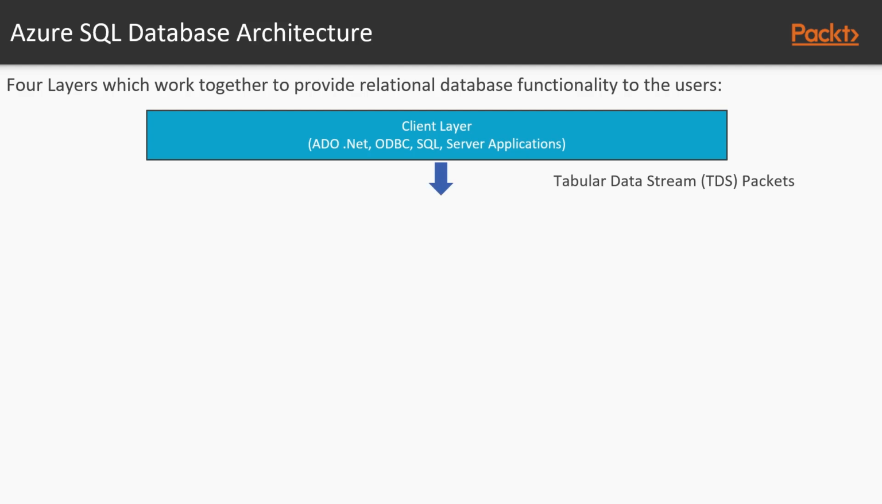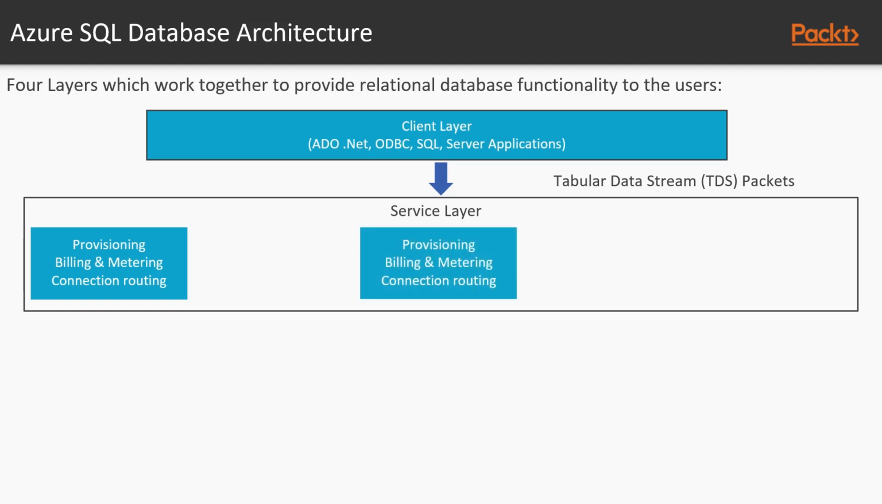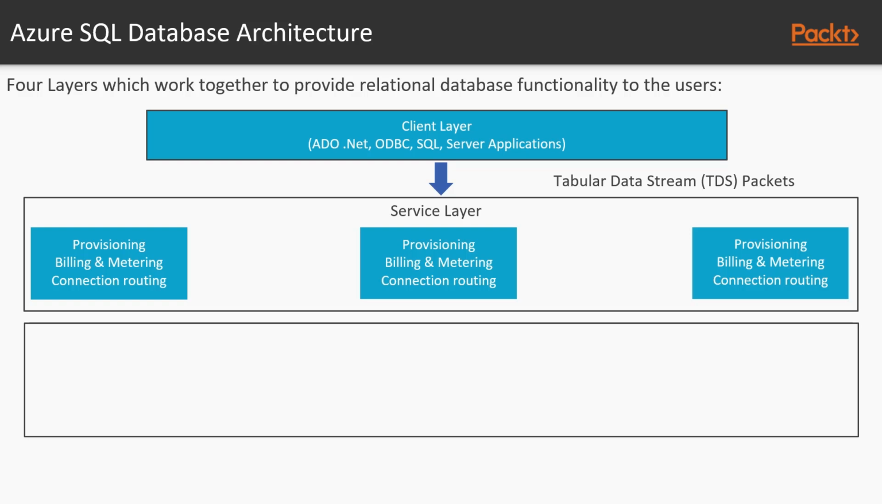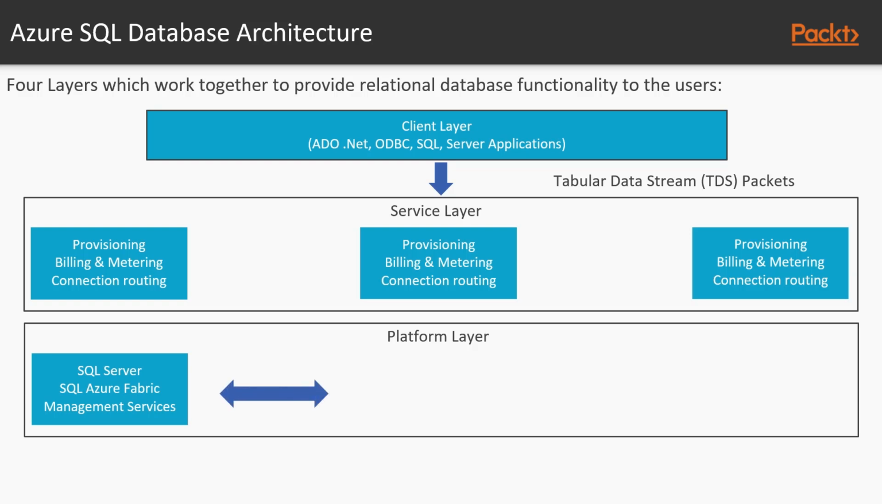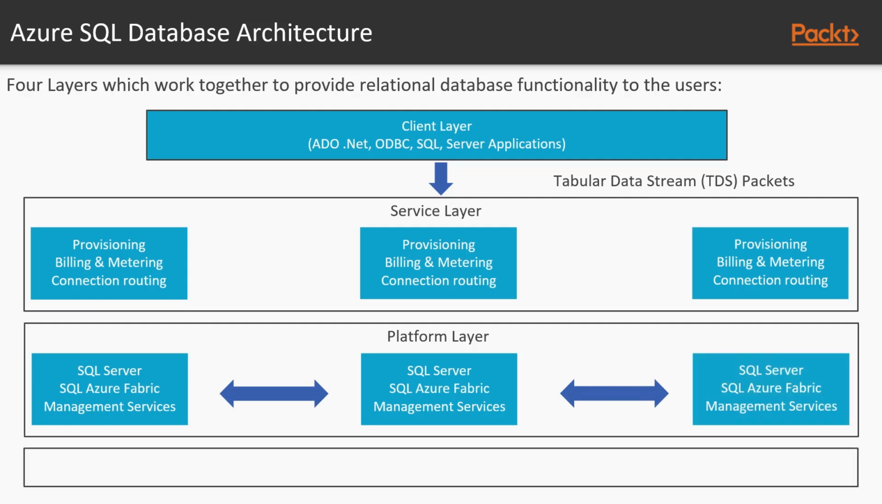Then we have the service layer, which is responsible for the provisioning, billing and metering, connection routing and so on. Now, pay particular attention to this layer. This layer and the functionality it provides is what differs it from an on-premises SQL Server instance. And under that, we've got the platform layer. So we've got SQL Server, SQL Azure Fabric and Management Services. These can get replicated between different servers at the platform layer. And then underneath that, we have the infrastructure layer.